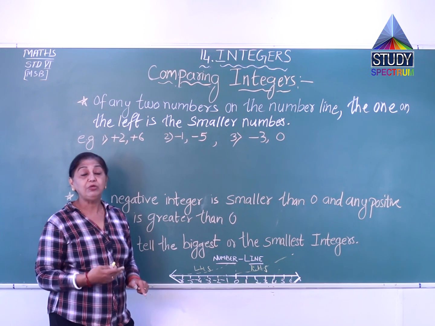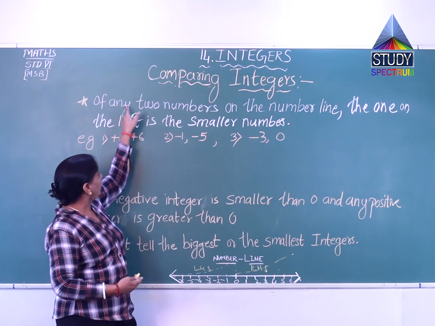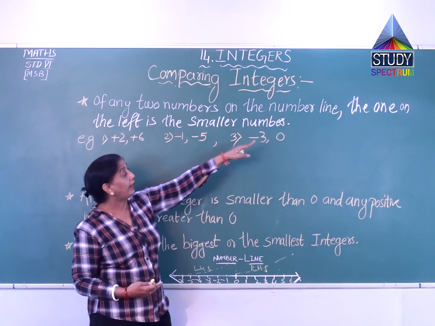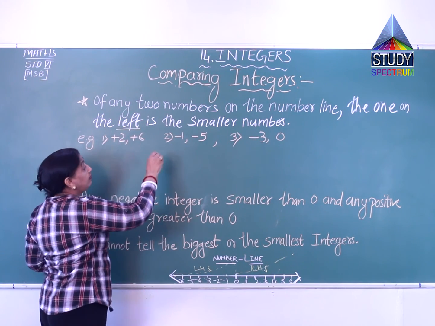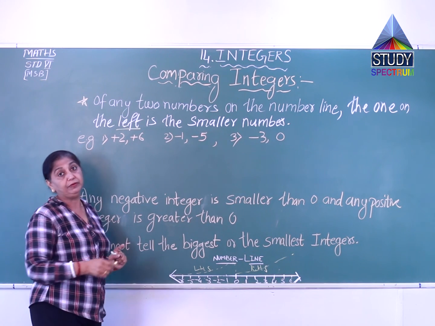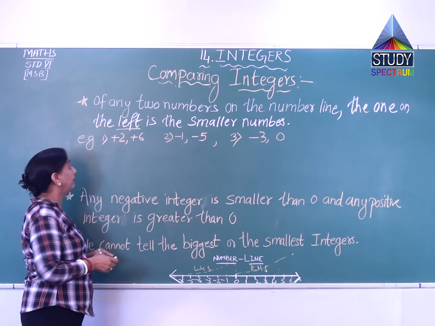So that is the thing you have to remember. Now here, for any two numbers on the number line, the one on the left is the smaller number. So let us see some examples. We will solve this and understand.